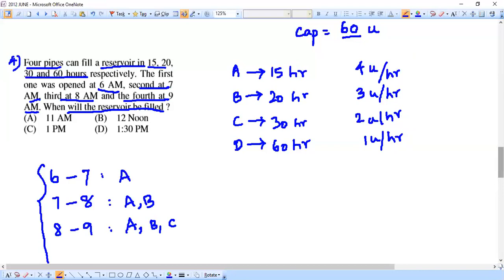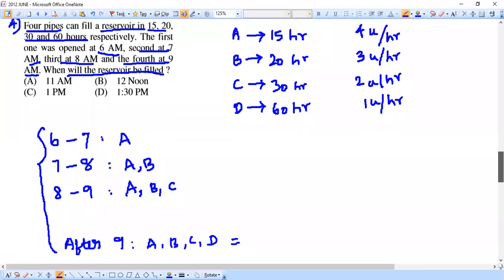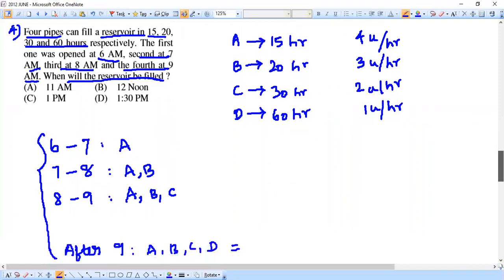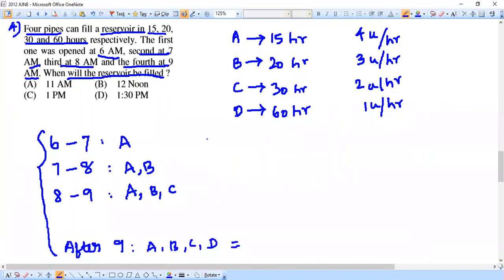This is our setup. Now it will be very easy for us to go with the problem and get the answer. And remember, our total work which we have to finish is 60 units, because we assumed 60 units is the capacity of the tank. So we must fill all the 60 units. Now let's come to the calculation. We have 6 to 7, 7 to 8, everything we have done here, right? Let's complete the calculations now.